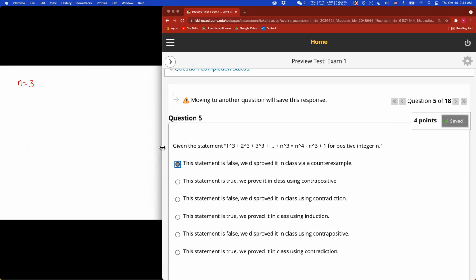If you recall that in class, we check when n equals 3, so you have 1^3 + 2^3 + 3^3, and you check that against 3^4 - 3^3 + 1. So you have 1 plus 8 plus 27, and 81 minus 27 plus 1. I think here you will get 36, and the right hand side you will get 55, and they are not equal to each other. So this is the example we did in class.